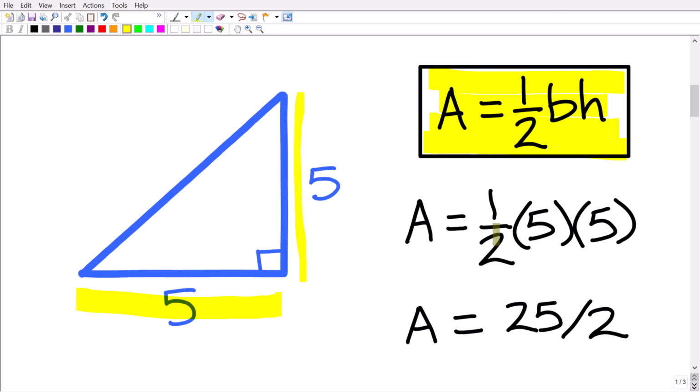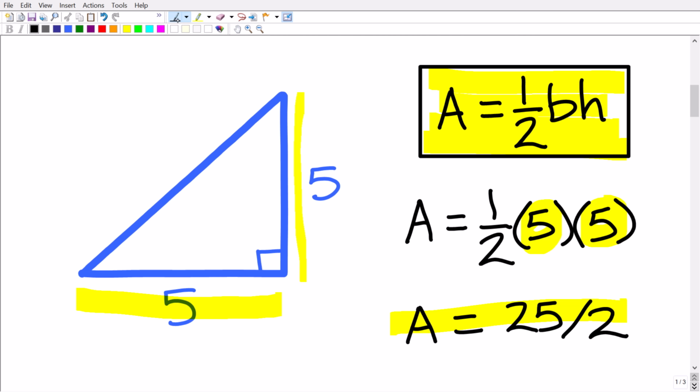Okay, so area is equal to 1/2 base, which is 5, times the height, which is 5. So this is 1/2 of 5 times 5, which of course is 25, or 25 divided by 2. So our area is 25 halves. Okay, so pretty straightforward here.